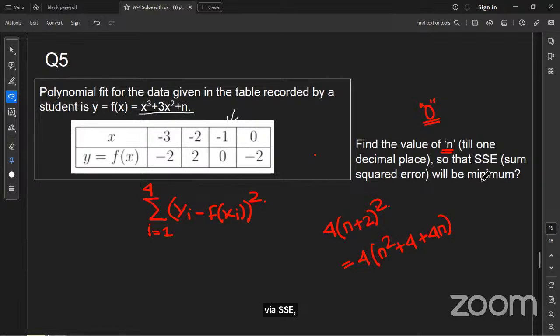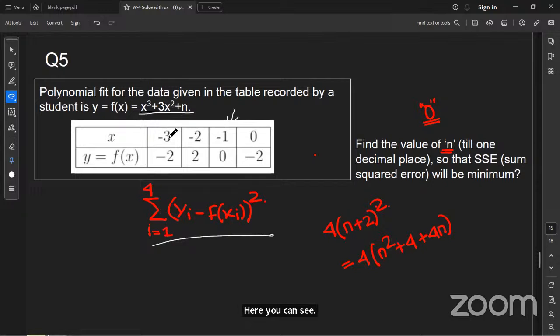the sum squared error formula. What it is saying is you need to find the minimum value of n such that the SSE will be minimum, right? So what is your SSE error? Here you can see the sum of (yi minus f(xi)) whole square.